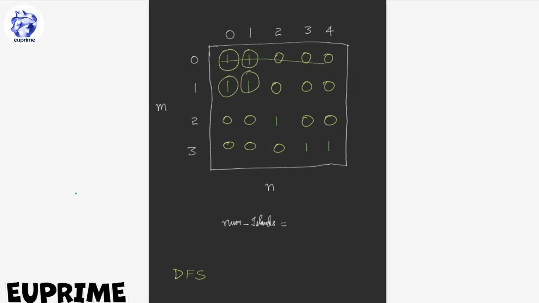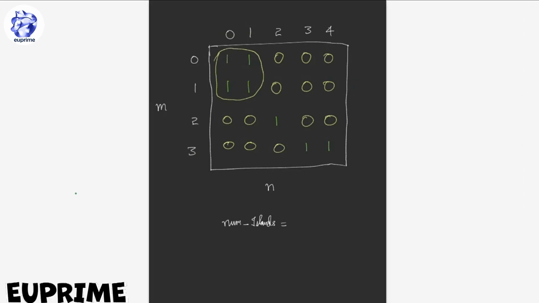And as soon as you find immediate neighbors, you basically record them as part of the island, right? This becomes one island. And then you traverse through the entire array.